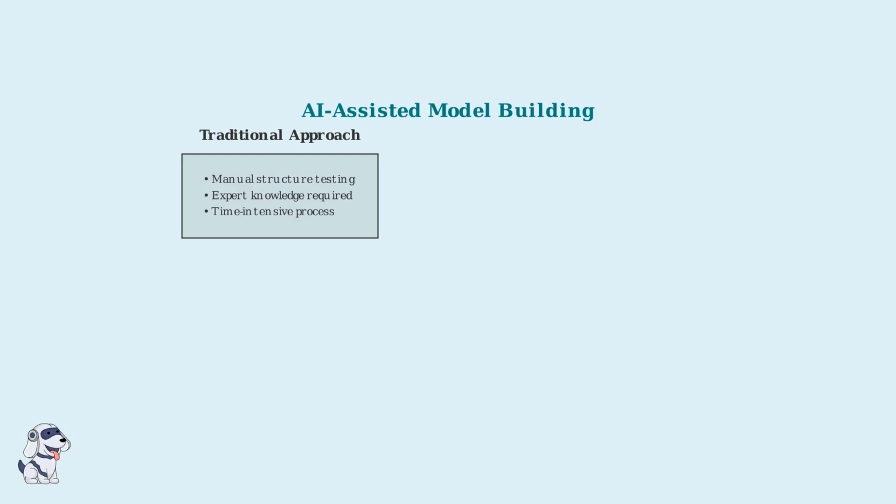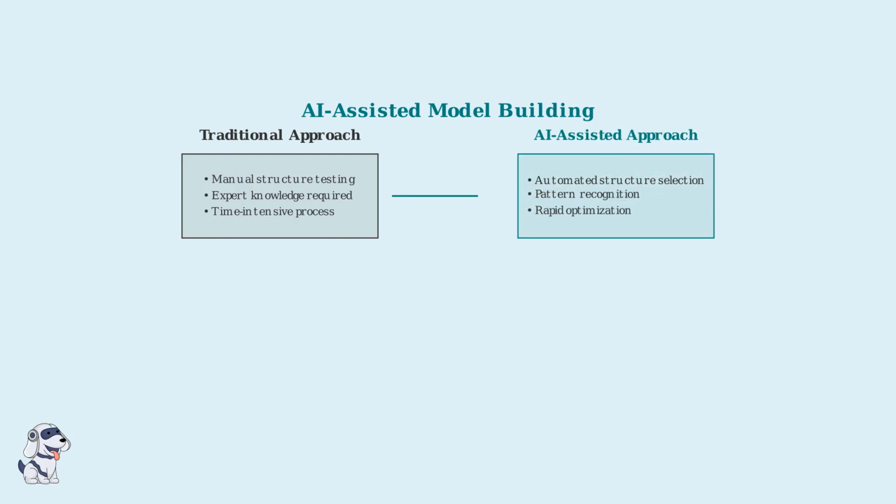Traditional model selection requires extensive statistical expertise and manual testing of different random effect structures. AI systems can automatically analyze data patterns and suggest optimal random effect structures. This includes determining which variables should have random slopes, identifying appropriate grouping factors, and selecting the best covariance structures.